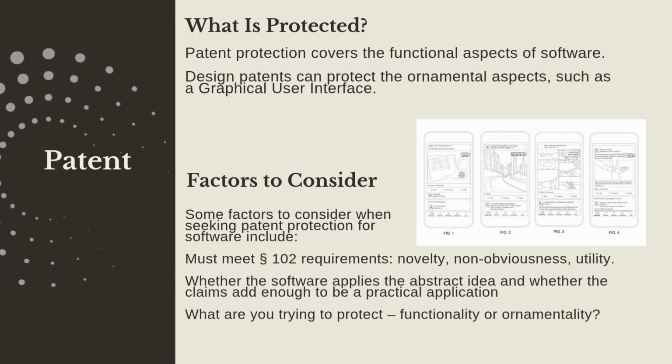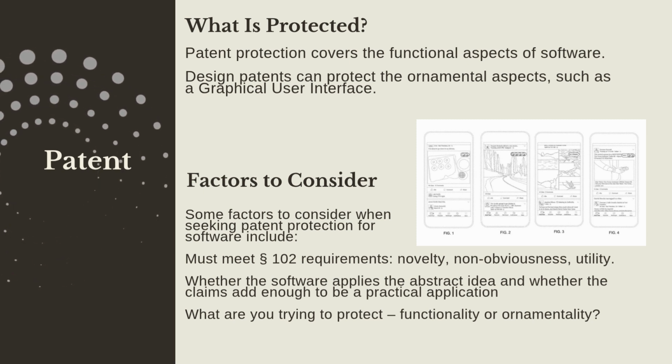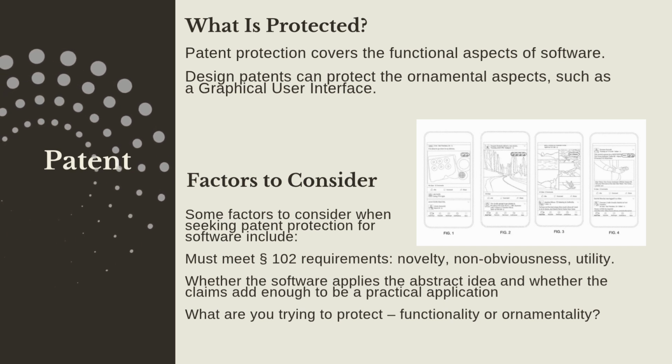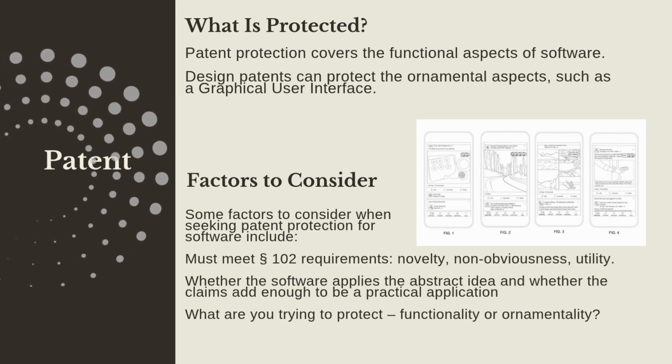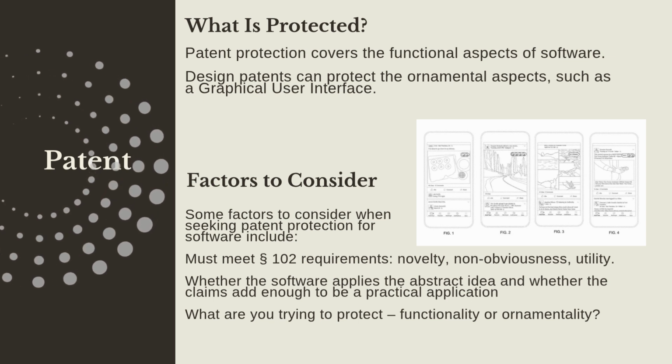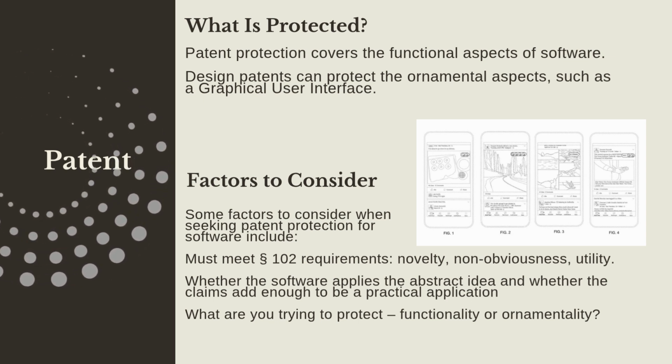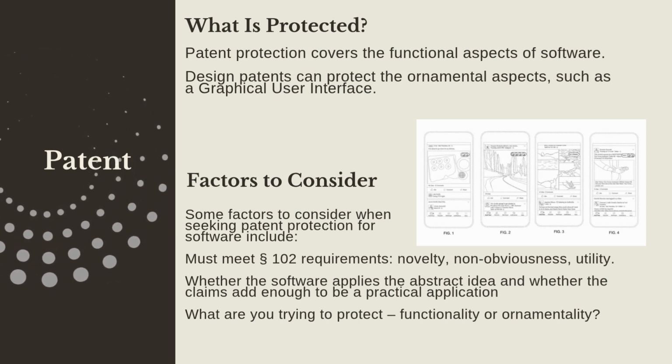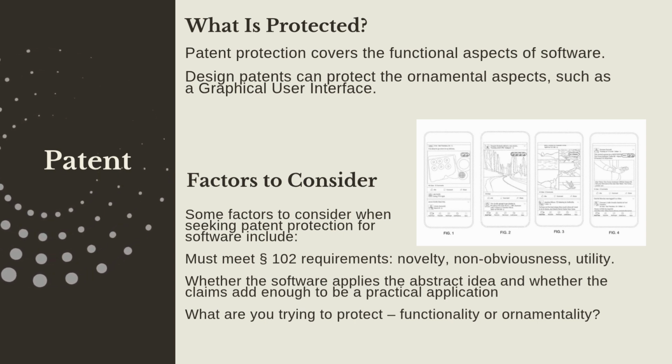Patents protect the functional aspects of software, unless the applicant decides to apply for a design patent. Design patents protect the ornamental aspects of a software. This is typically seen with graphical user interfaces, although any functional aspect of a GUI for which protection is sought must be through a utility patent.